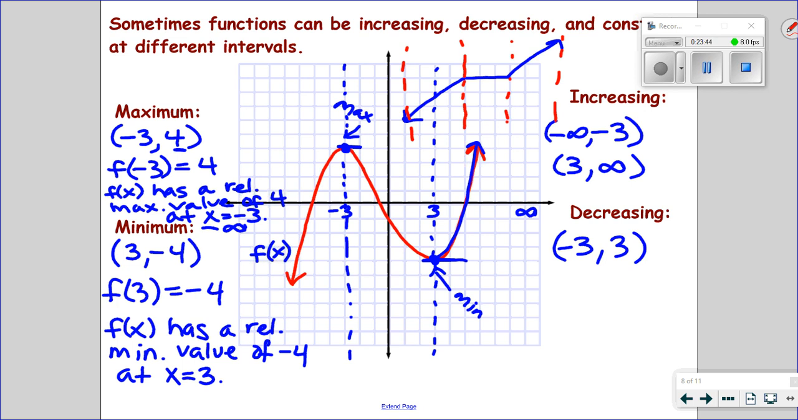I know that's a little confusing, so my best advice so that you don't have to think through all of that is just don't use the union symbol when you're identifying intervals of increase, decrease, or where the function is constant. So what do you do? You can put a comma in between the intervals, or sometimes you'll see it just written as the word and instead of an or.